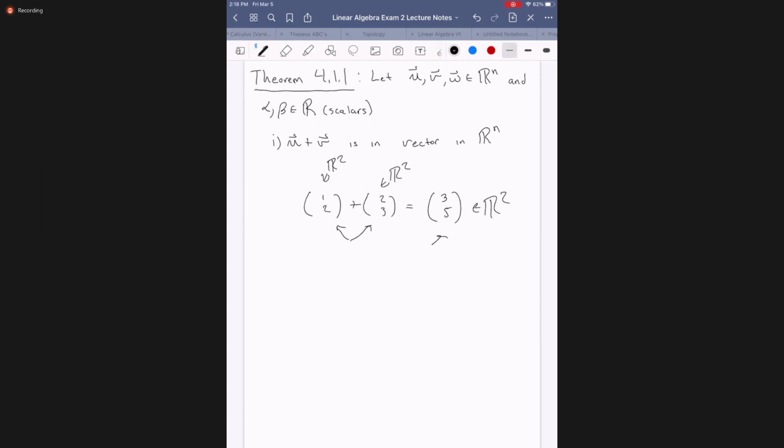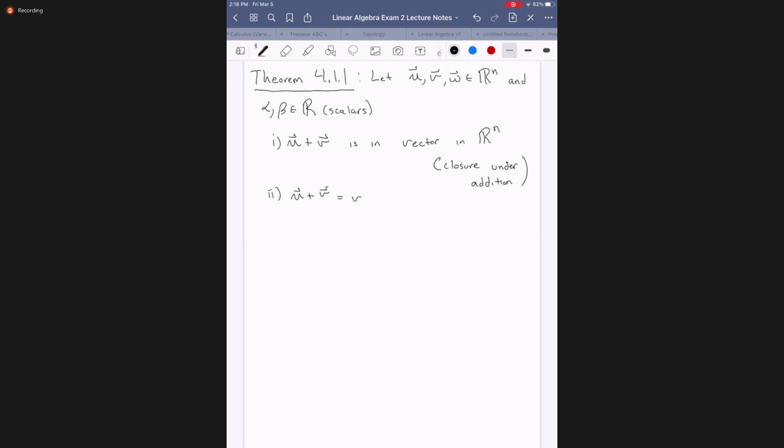So what this is called, if you have this and whatever operation you define, and you stick them together, and it still stays in that same space, in this case being in R2, this is what's called closure under that operation. In this case, it's closure under addition, okay? So this is closure under addition.